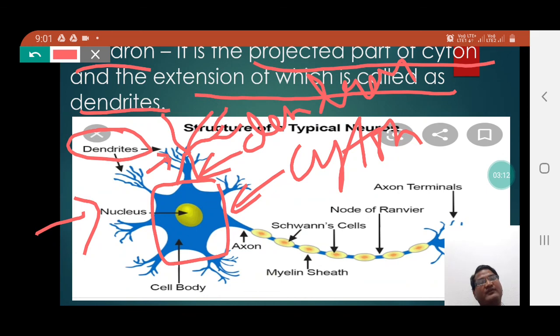Students, dendrites remain present in the sense organs, particularly the skin, nose, tongue, ear, eye. In all of these sense organs, dendrites remain present, and the main function of which is to carry the sensory impulses from the sensory organs to the spinal cord and brain.